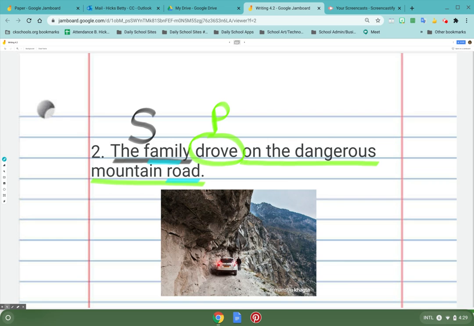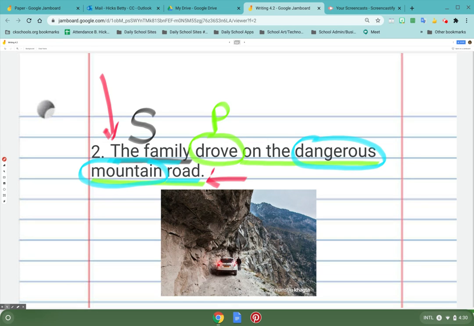But what I did is I thought, wow, I maybe could add 2 adjectives to road. It's a dangerous road. It's a mountain road. All right. Then what I do is once I've written everything, I look at my capital letter. I look at my punctuation mark and I go, all right, am I done? Nope. I haven't read it to anybody. The family drove on the dangerous mountain road. Excellent. One thought, wonderful sentence.